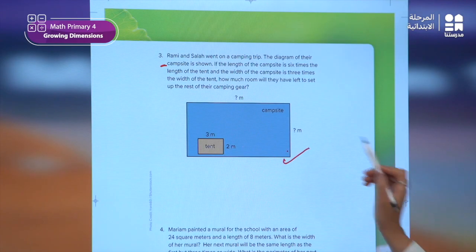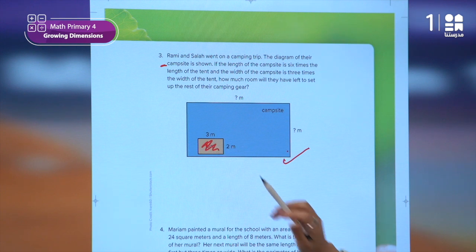طيب السؤال بيقول لي ايه؟ بيقول لي how much room will they have left to set up the rest of their camping gear. يبقى هو عايزين الروم بتاعتهم تبقى قد ايه اللي هيجهزوا فيهم حاجتهم. As you can see in the diagram, هو ده الدايجرام اللي أنا بتكلم عليه. التنت covers part of the campsite area. التنت دي واخدة مكان من الكامب سايت area.